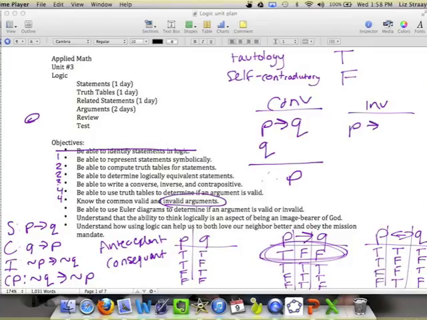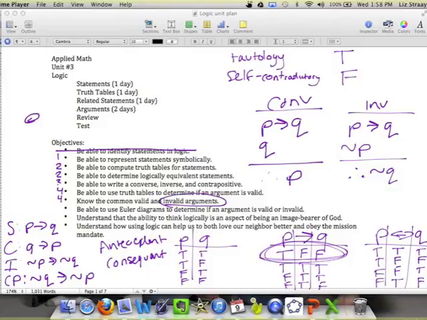Fallacy of the inverse starts with P to Q, and what does an inverse do? Negates. So I would negate and say not P should result in not Q, but that's not necessarily true. Okay? An inverse does not maintain a true statement.